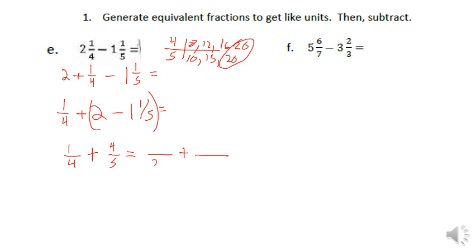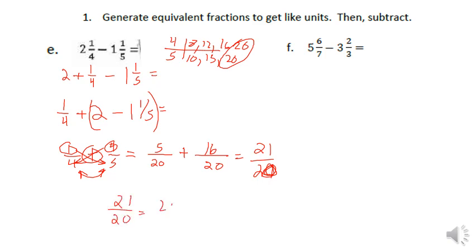So we know 4 times 5 is going to give us 20 for both of these because we multiplied them. Then I have 1 times 5, which gives us 5. I'm going to put that operator in there. And I have 4 times 4, which gives us 16, which is going to equal 21/20. So now I have, as you can see, 21/20. Well, we know 21/20 is actually equal to 20/20 plus 1/20, which is the same as saying 1 and 1/20.